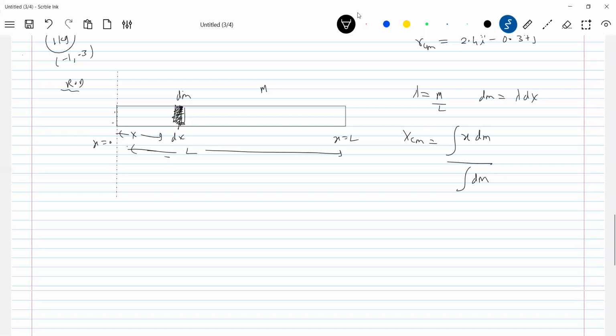For a rod, what happens? We just assume a thin strip of length dx. If you add up all such elements, you get the total mass of the rod. And what is x? x is the position of that elemental structure. Next, how do we put the limits? In what range is the mass present? From x equal to 0 to x equal to L the mass is distributed. So therefore the limits will be xcm equal to the integral of x dm from 0 to L.